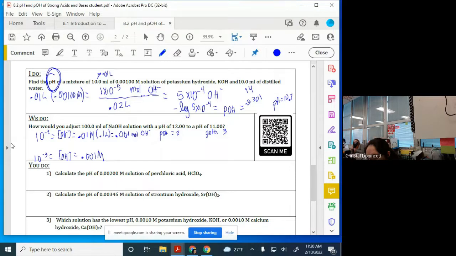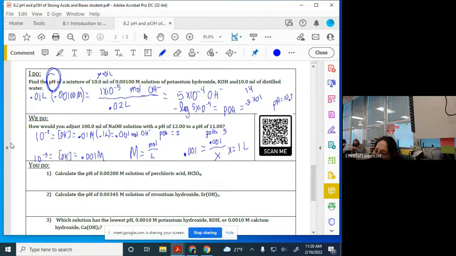So if I want my molarity of this to be the same value, how much volume do I need? Molarity equals moles over liters, right? I need my molarity to be 0.001 over X, and the moles are 0.001. What would X be? 1. X would equal 1 liter.